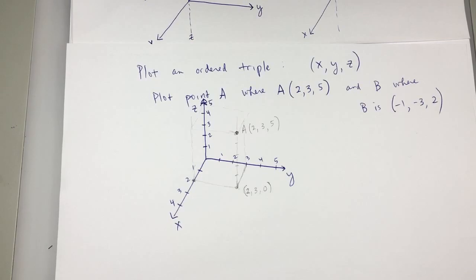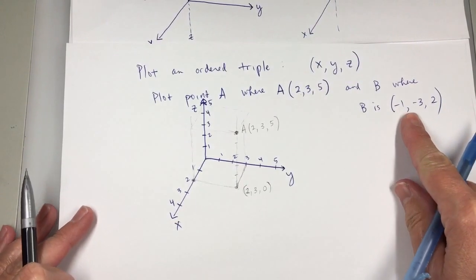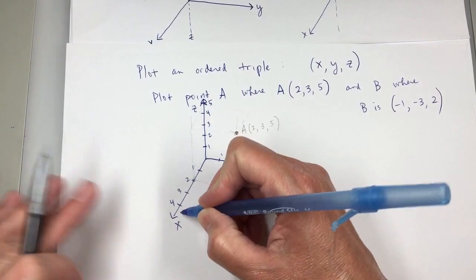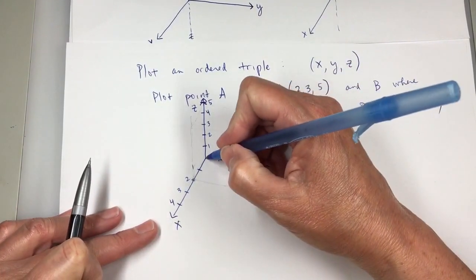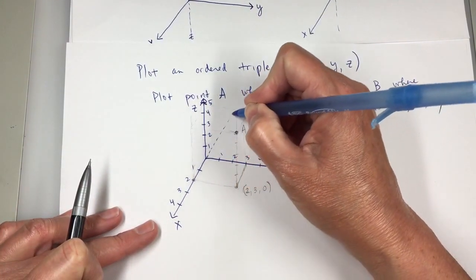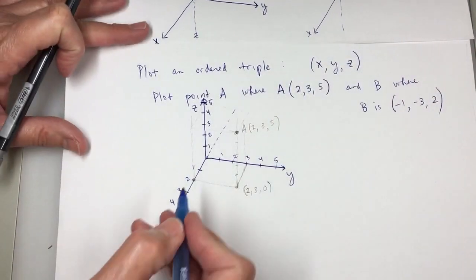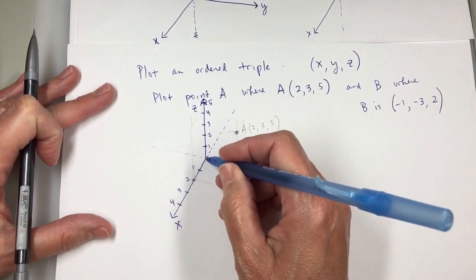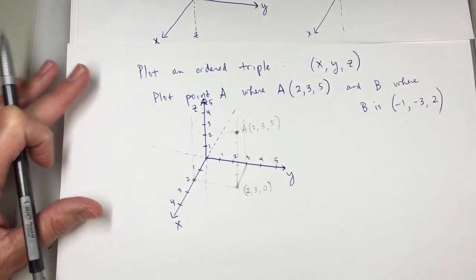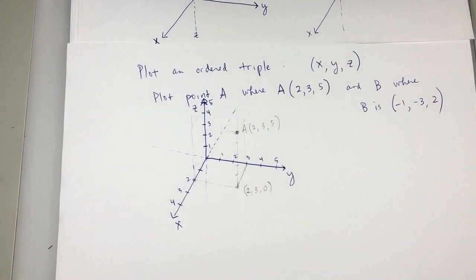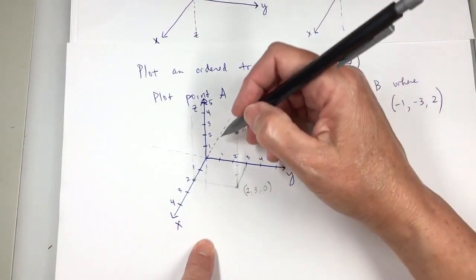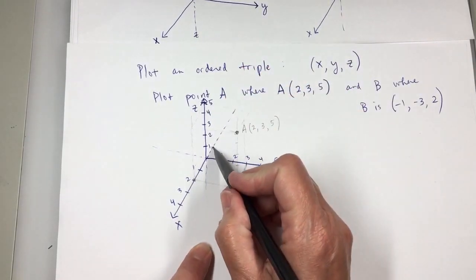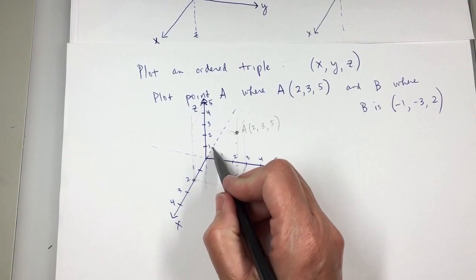Let's do B. So for point B, I'm looking at negative numbers. So let me take my x-axis, and that is just like you put a ruler up to the x-axis and put dotted lines on the back side here. There's my negative side of x, the negative side of y, and the negative side of z. So for point B, I will go to -1 on x.